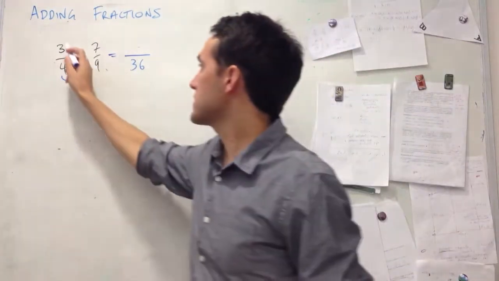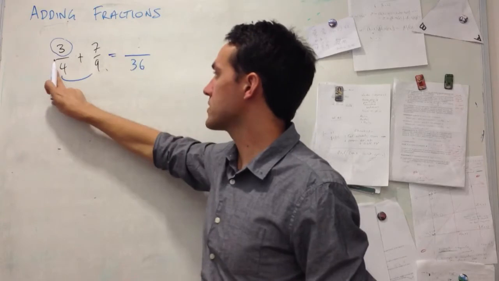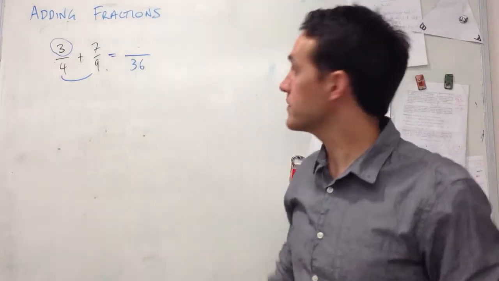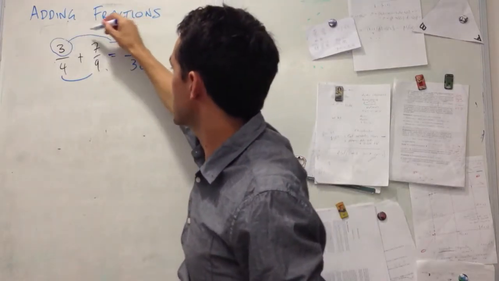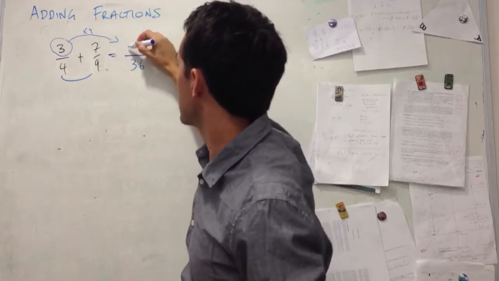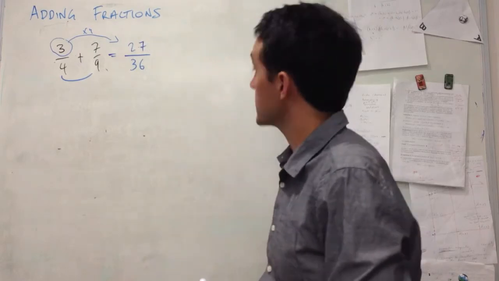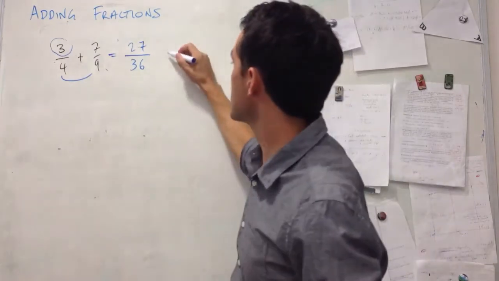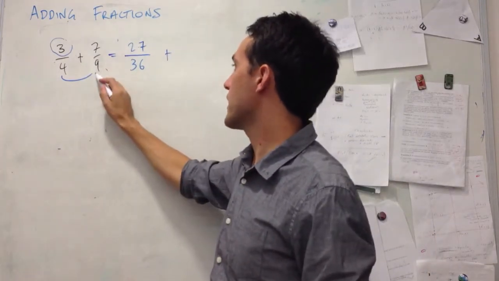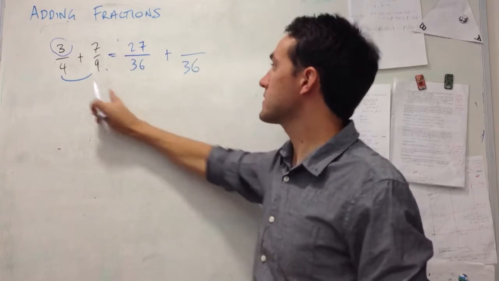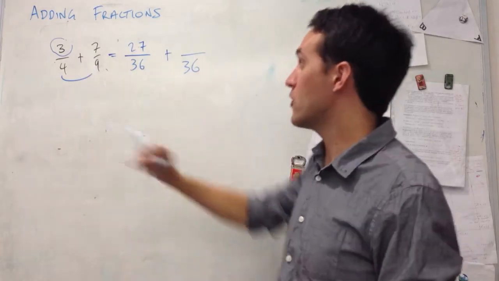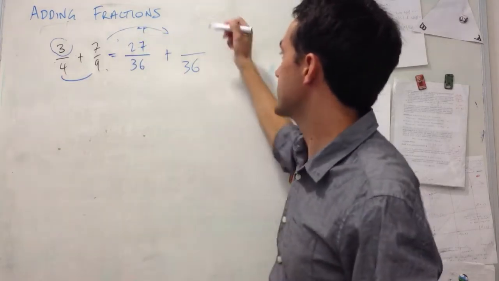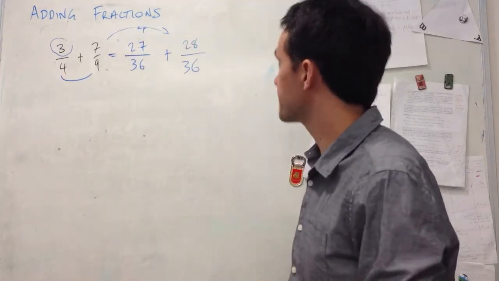Now, with the first fraction, because I multiplied the bottom by 9 to get 36, in order to keep that fraction equivalent, I need to multiply this top number by 9 as well. So I get 27 on 36. For the next fraction, because I've multiplied the 9 by 4 to get 36, I also need to multiply the top by 4. So 7 times 4 equals 28.